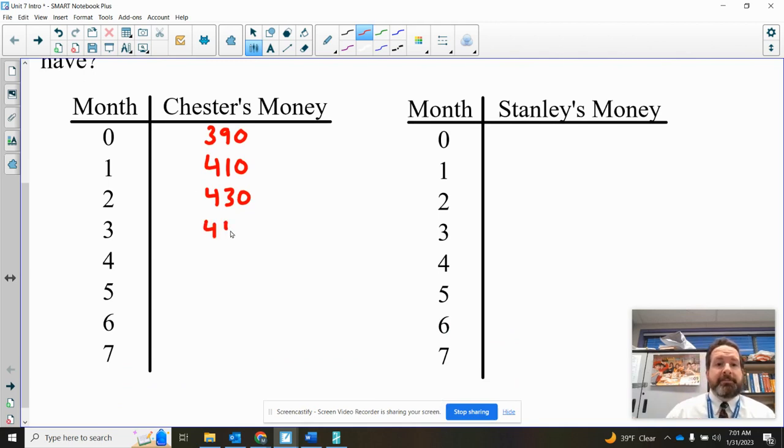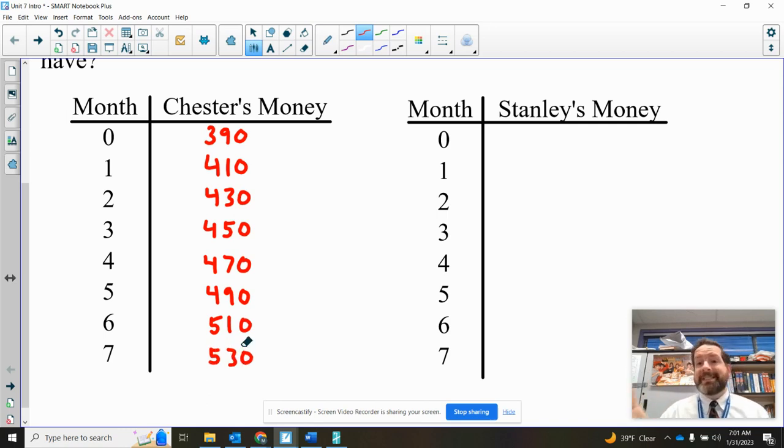Add another 20, add another 20, and keep adding. Let's see, 490. Then we cross into 500 at that point. So 510. And then 530. Now, I don't know how far I need to go because I don't yet know what's going to happen with Stanley's money. Let's hope this is far enough. If it's not, I can always just add more rows to the table.